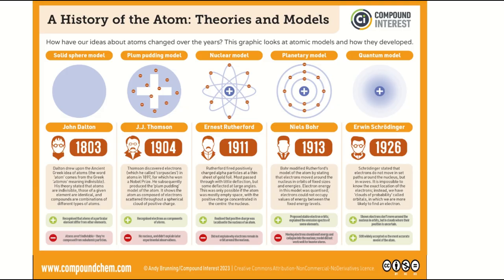If you are interested in more of the history of the atom, you can press pause on your video and you're going to see the theories and models of John Dalton, the solid sphere model; Thomson with the plum pudding model; Ernest Rutherford, the nuclear model; and Niels Bohr with the planetary model, which I love and I'm going to use a lot during our class, because it's the easiest way to explain the distribution of the electrons around the nucleus. And then we have the quantum model by Erwin Schrödinger in 1926.